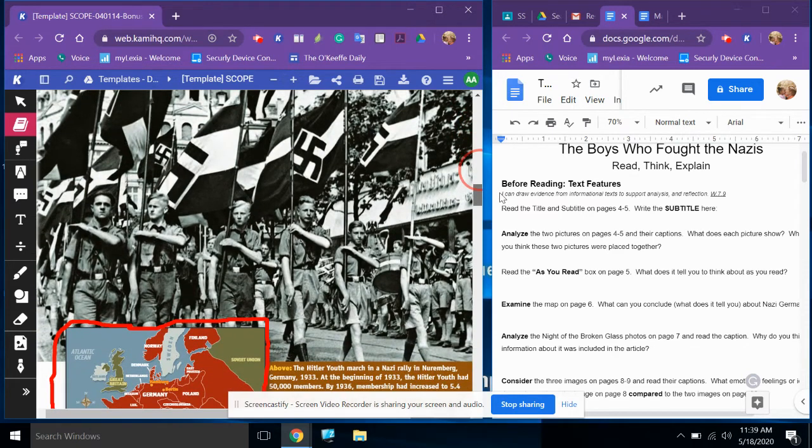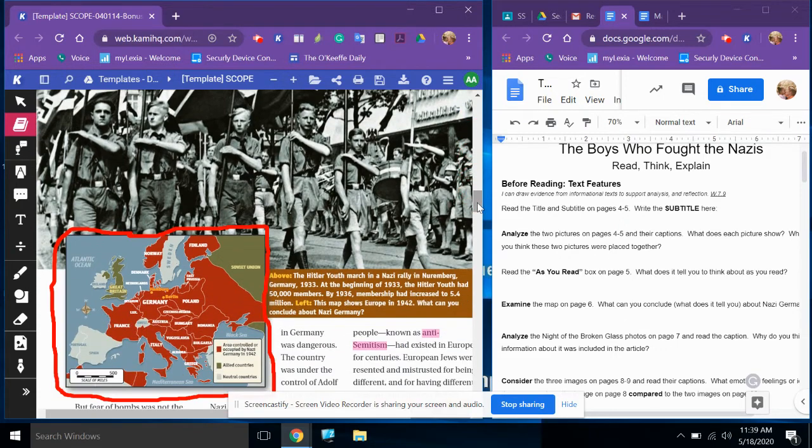We've got this image here of, it says, the Hitler Youth march in a Nazi rally in Nuremberg, Germany in 1933. At the beginning of 1933, the Hitler Youth had 50,000 members. By 1936, membership had increased to 5.4 million. Now, that is a lot of boys participating.